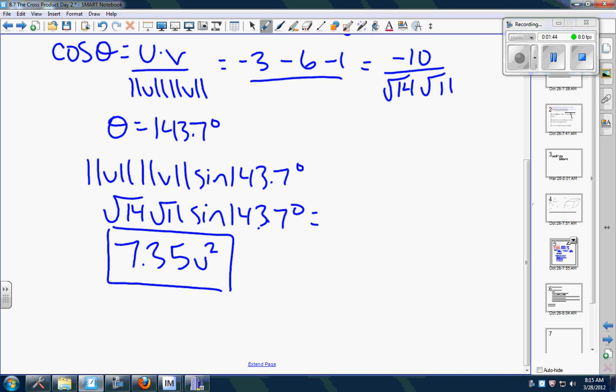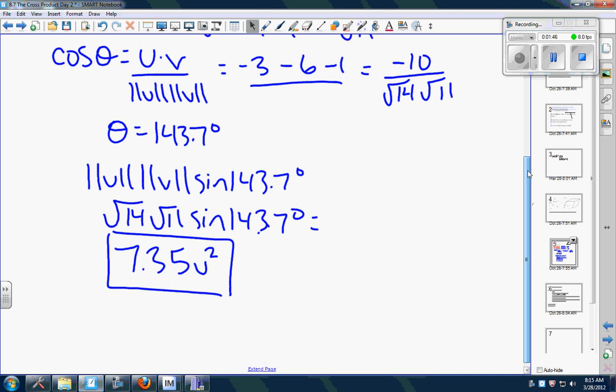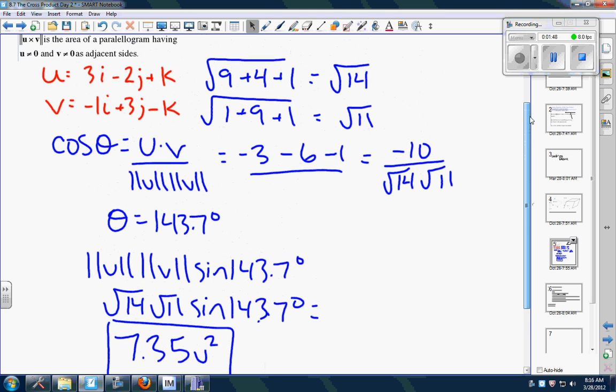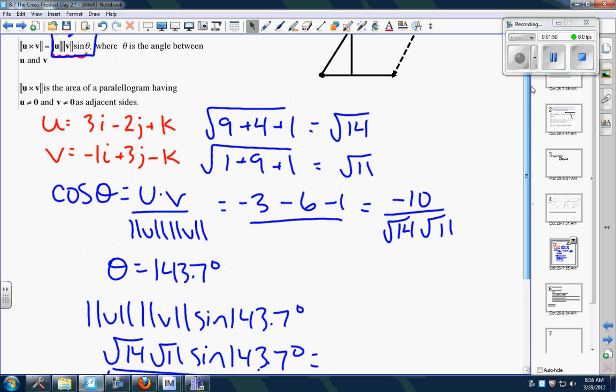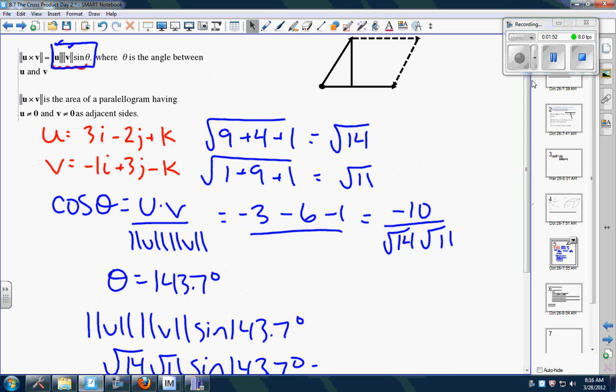Okay, so that was doing that first formula there. So magnitudes times the sine. We also know that we could do this side of it. We could do the magnitude of the cross product squared. Okay, so I'm going to start a new slide. I'm going to grab these. We're going to find the cross product. We're going to take the magnitude of that, and hopefully we get the same thing.